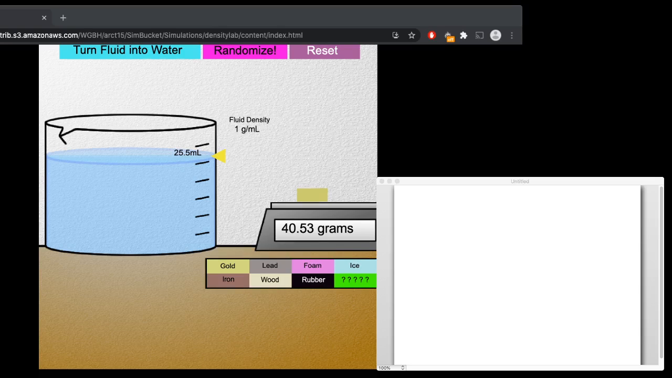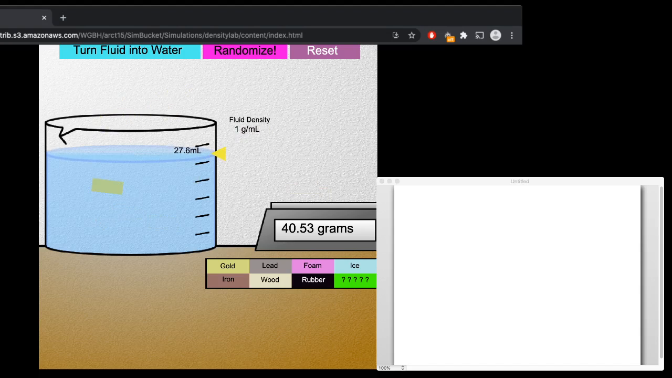So over here on the left, you see this simulation, right? There's what looks like a beaker of water here, and I'm controlling this gold bar. I know it's kind of choppy, but you can see that it's moving around. So on the left, we have a beaker full of water. It has about 25 milliliters of water. And on the right, we have a mass scale, which we use to find the mass of something.